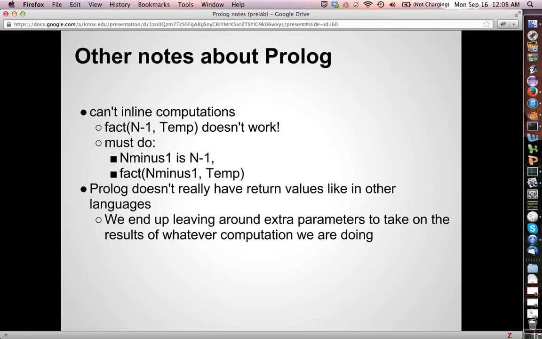So some other notes, you can't inline computation. You couldn't say factorial n-1 temp. You have to actually define a variable and then sort of do the recursive call, because it's not really a recursive call. What you're actually doing is defining bits of logic that have to be fulfilled, and there's no real return values. We plug in these other variables to these predicates that just kind of hang around and pick up these values.